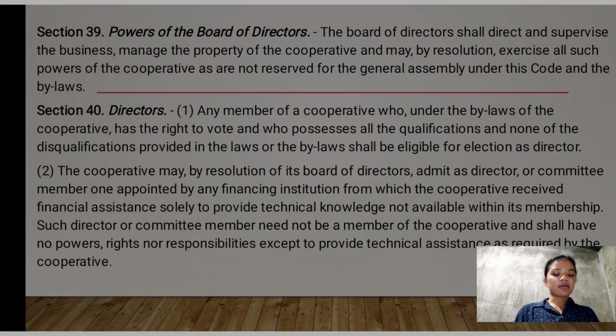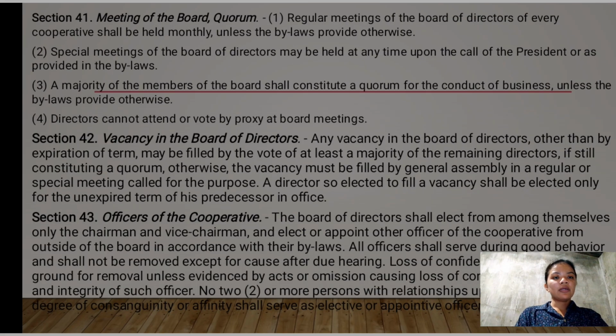Section 40, Directors. It specifies the eligibility requirements for a director of a cooperative. First, a member is eligible to be elected as a director if they have the right to vote as per the cooperative's bylaws, meet all the qualifications, and none of the disqualifications outlined in the laws or the cooperative's bylaws. Section 41 states that regular meetings of the board of directors for every cooperative must be held monthly unless the cooperative bylaws specify a different schedule.